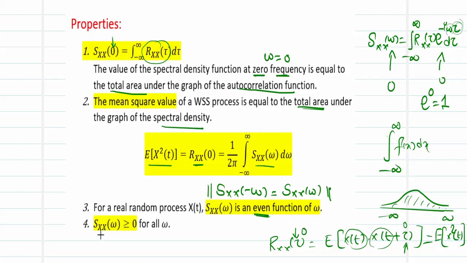And the fourth property says Sxx of omega is greater than or equal to 0 for all values of omega, which means this power spectral density is always going to be a positive value. Greater than or equal to 0 means it always remains positive for all values of omega. So these are a few properties of the power spectral density.